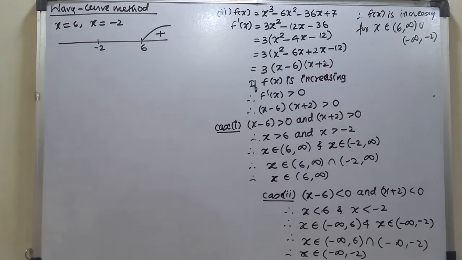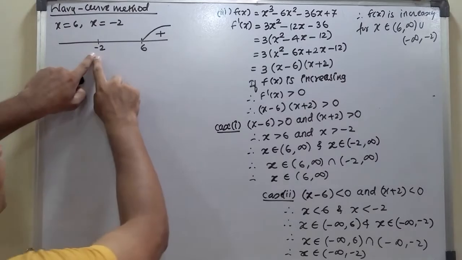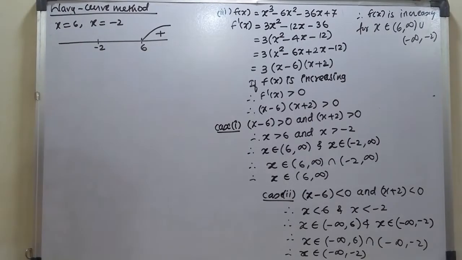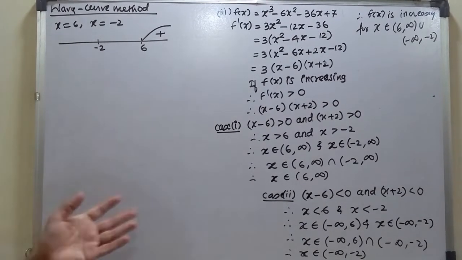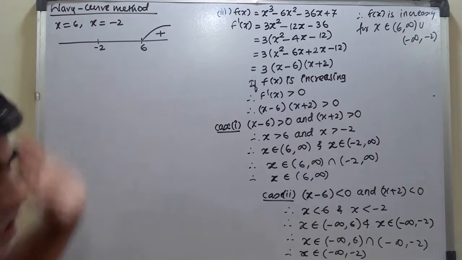Okay. Now between minus 2 and 6, you select any value. Which value you would like to select? Minus 2 and 6. You can select minus 1, you can select 0, 1, 2, 3, 4, 5. You can take any decimal values also. But for calculation, you take the value which will help you. So which value you would like to take? Let us take 0.